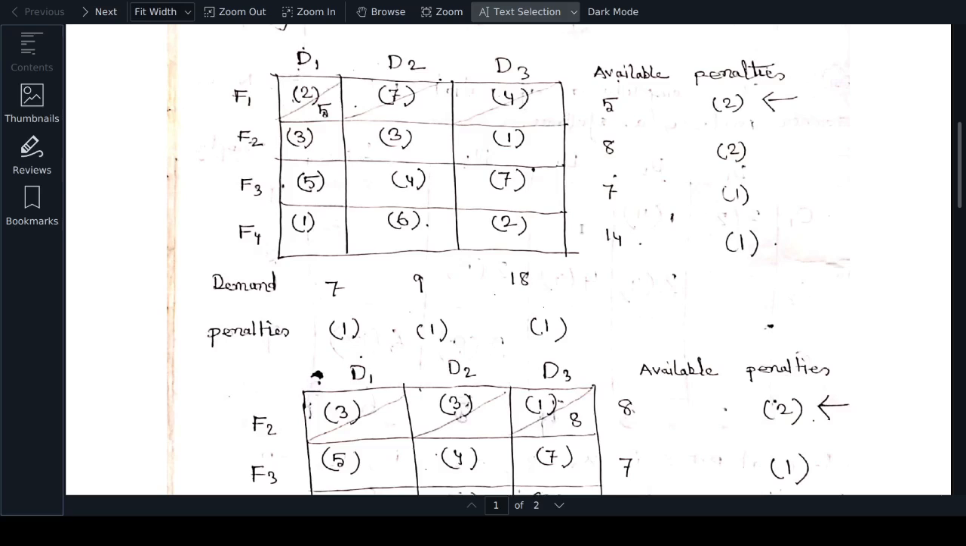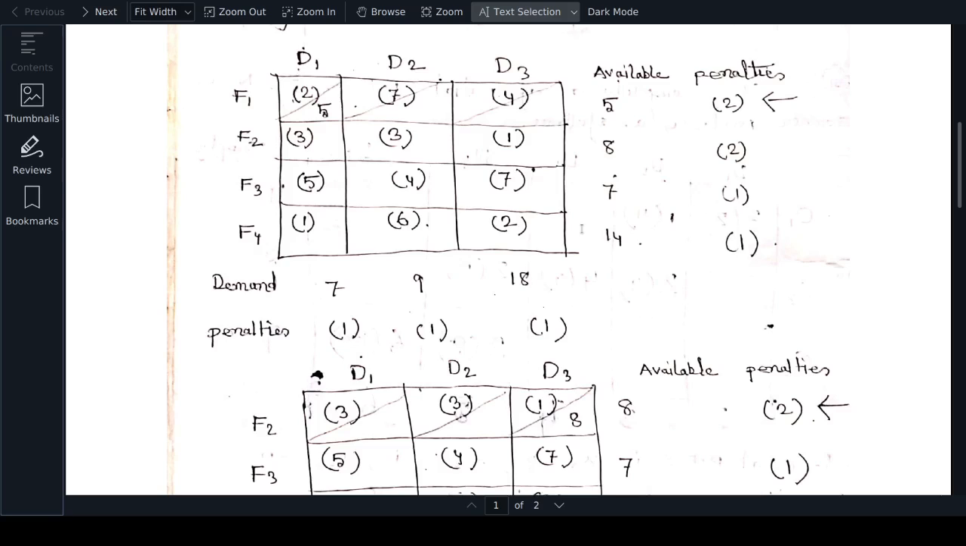Next, you find out the penalties column wise. Here lowest cost is 1, second lowest cost is 2, so 2 minus 1 is 1. Second column, lowest cost is 3, second lowest cost is 4, 4 minus 3 is 1. In the third column, lowest cost is 1, second lowest cost is 2, so penalty is 1. In this way, we find out the penalties.